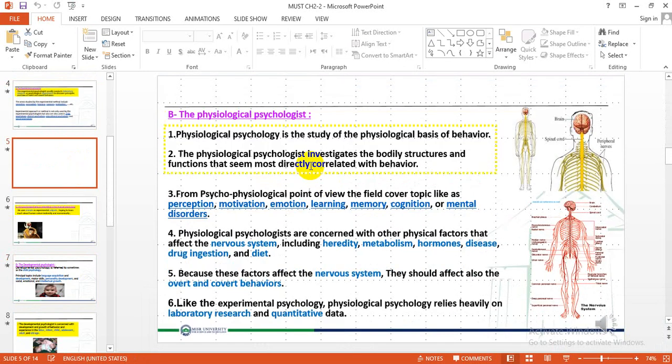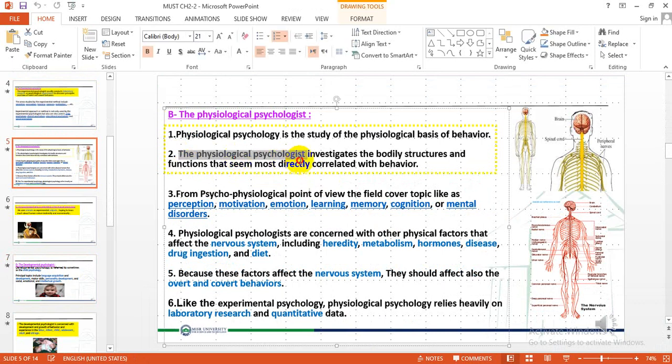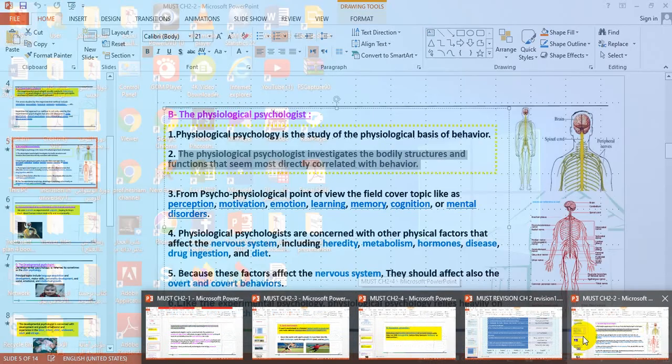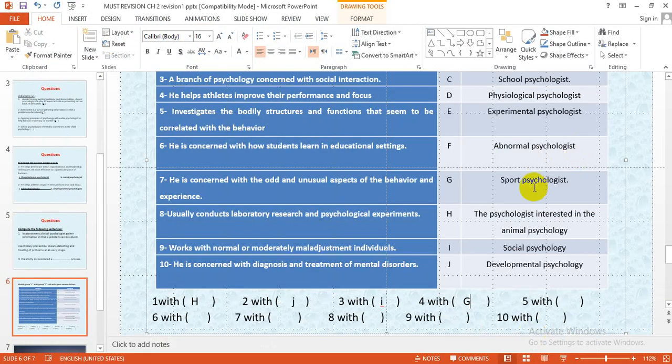The physiological psychologist investigates the bodily structures and the functions that seem most directly correlated with behavior. So the correct answer is physiological psychologist, D. Five with D.